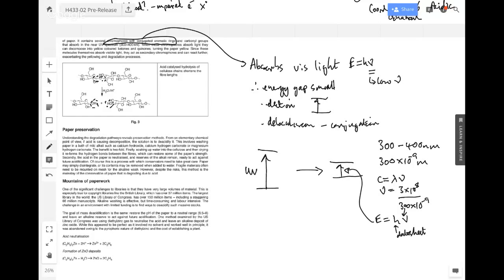And then it goes on to about paper preservation, and one of the ways it does it is by neutralizing it, and it adds things like calcium hydroxide. So that's Ca(OH)2, and you might remember from Elements of Life, you need to know something about group 2 chemistry. So it might be linked into something to do with the solubility of group 2 metal hydroxides.